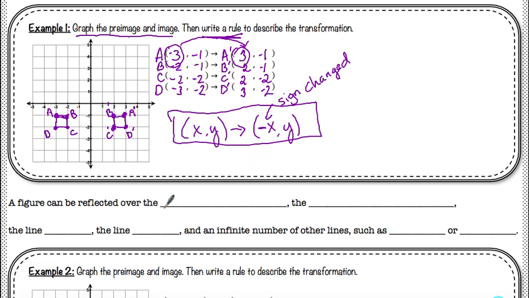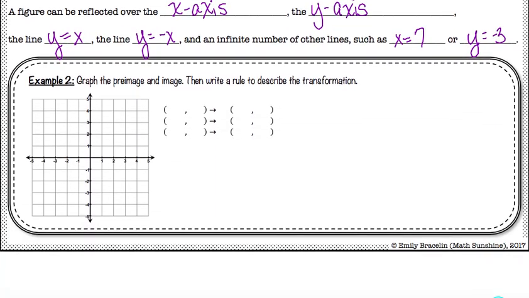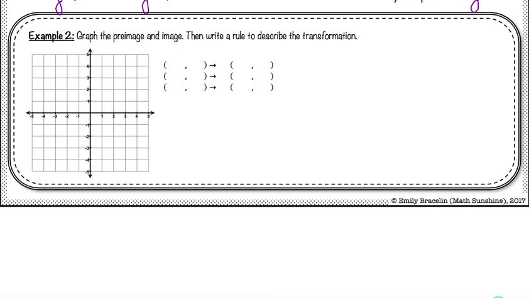A figure can be reflected over the x-axis, can be reflected over the y-axis, the line y equals x, the line y equals -x, and an infinite number of other lines, such as x equals 7 or y equals -3. So you can reflect over lots of different types of lines. Okay, so let's look at another example.